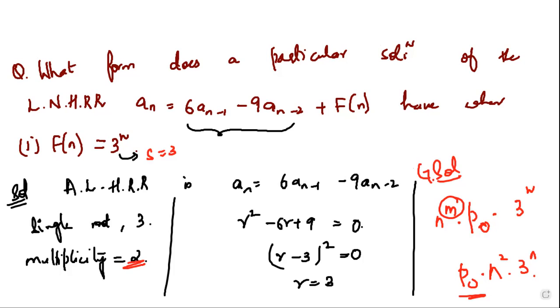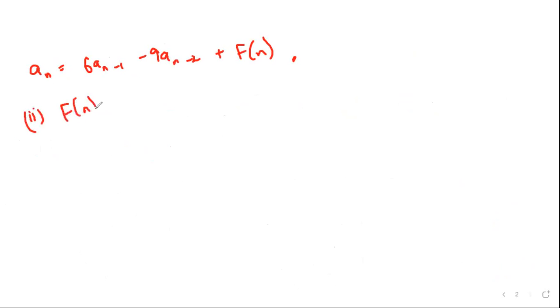Okay, now we will see another example. Suppose for the same a n is equal to 6a n minus 1 minus 9a n minus 2 plus f of n, but in this case our f of n is given as n into 3 power n. Now if you see this term, 3 power n is being multiplied with the polynomial n. Now what will be the equation?